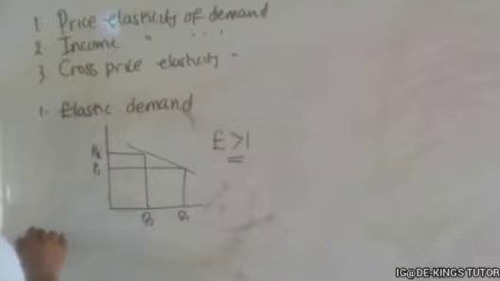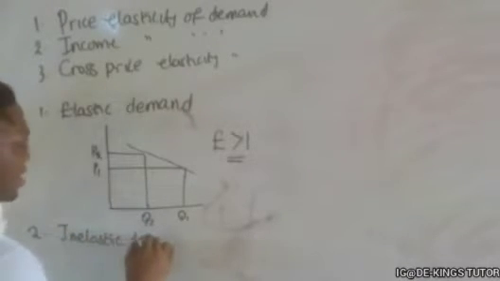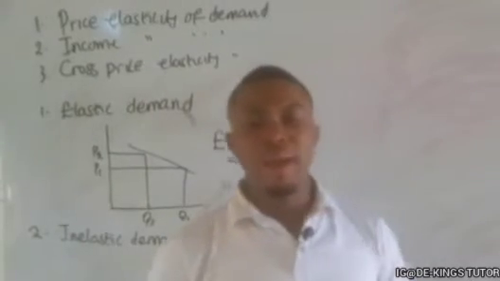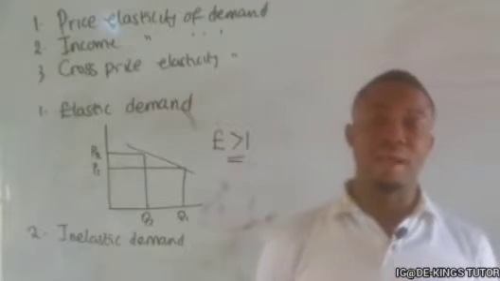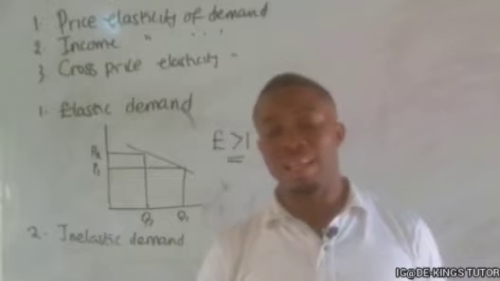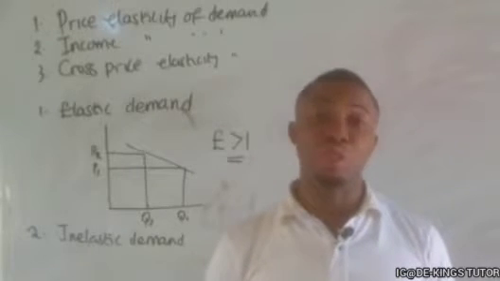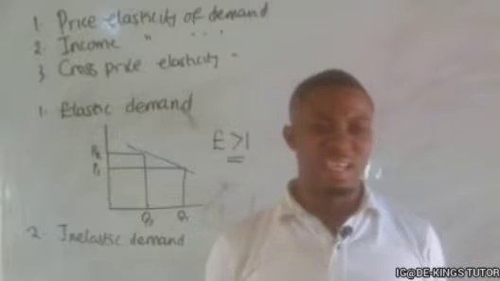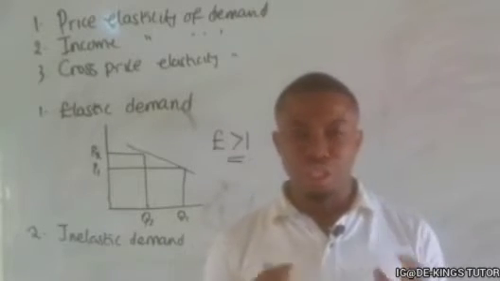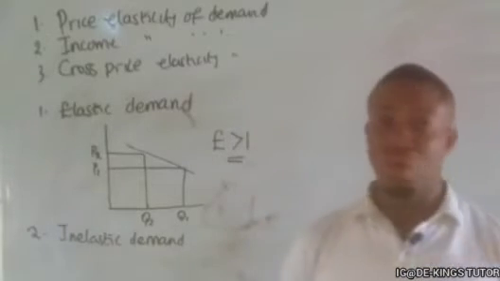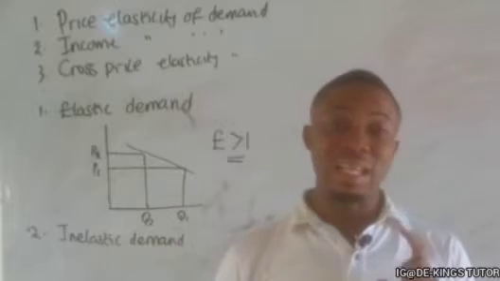Now the second one is inelastic demand. Demand is said to be inelastic when a great change in price leads to a slight change in the quantity demanded. So when there is a great change in price, it leads to a slight or minimal change in the quantity of goods demanded. When this happens, we say elasticity is less than 1.